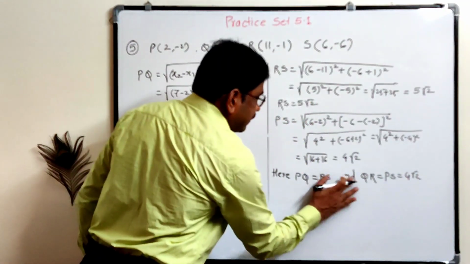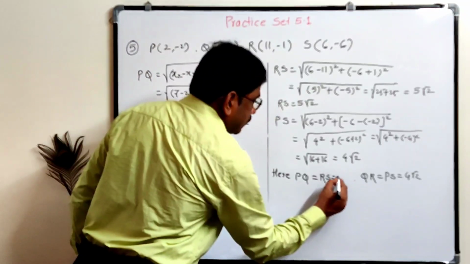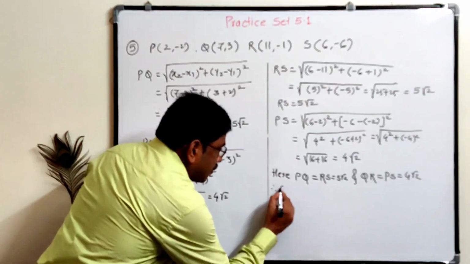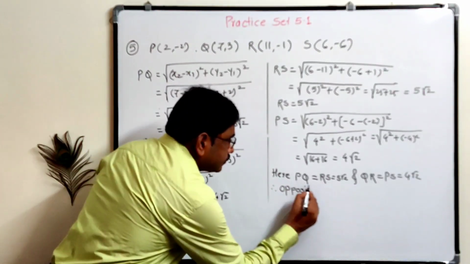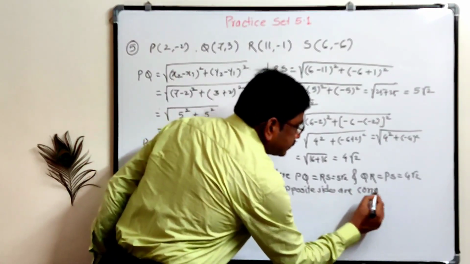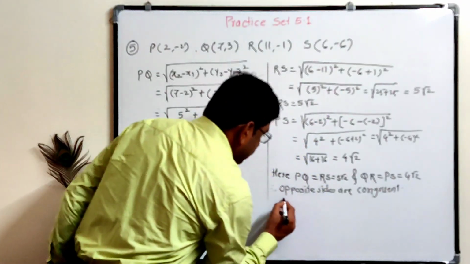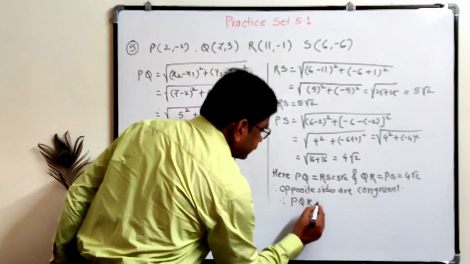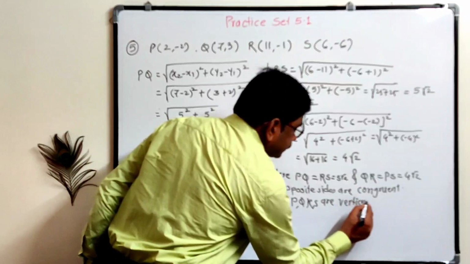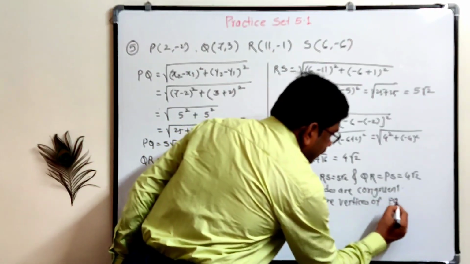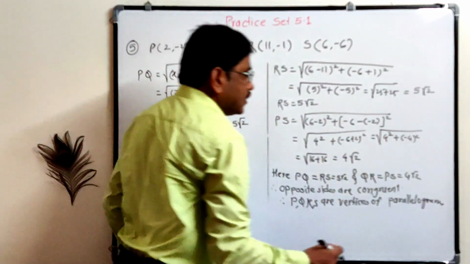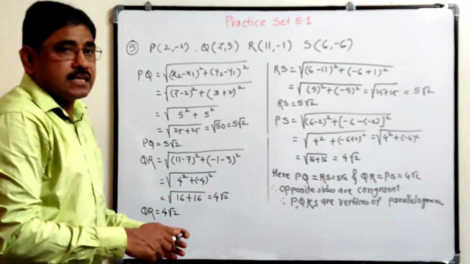Here again we can write the value. PQ is equal to RS is equal to 5 root 2, and therefore opposite sides are congruent, and therefore PQRS are vertices of parallelogram. These are the vertices of parallelogram. So in this way we can prove these are the vertices of parallelogram.